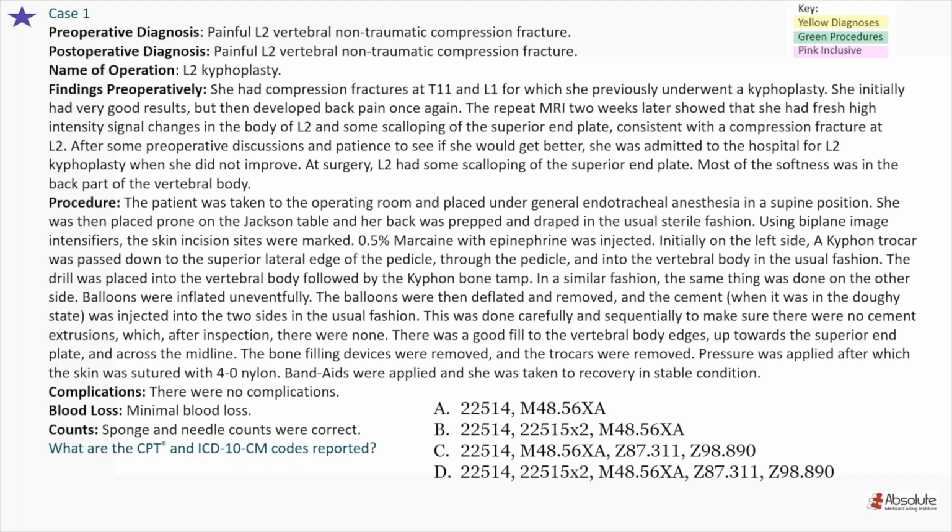Complications: there were no complications. Blood loss: minimal blood loss. Counts: sponge and needle counts were correct. What are the CPT and ICD-10 codes reported? Hey, coders, we can give you another minute or so on this one, but most of you have them in.